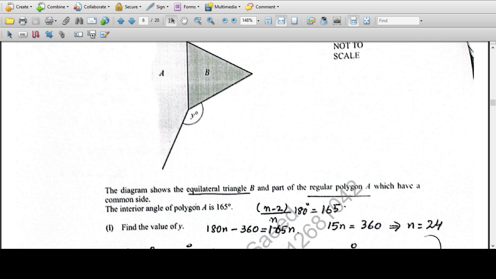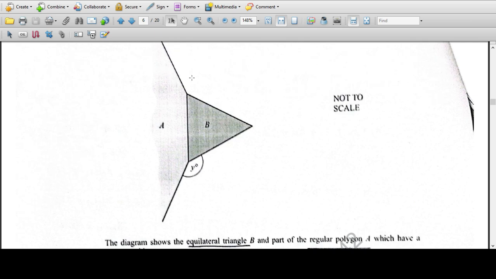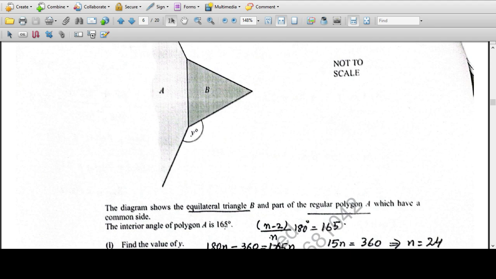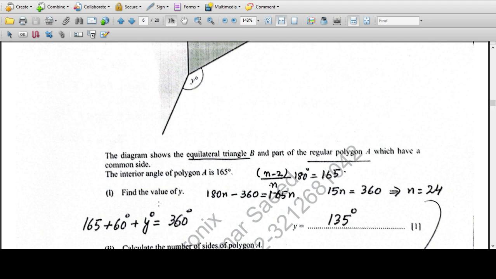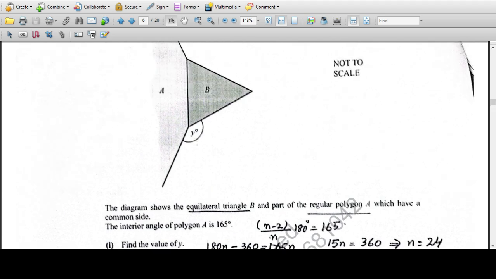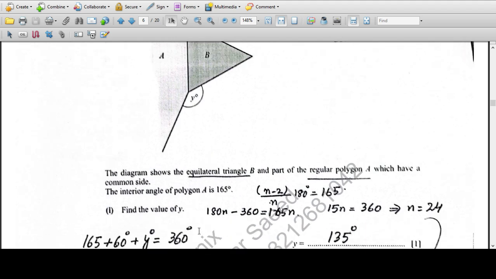The interior angle of the polygon is 165. This interior angle, this angle is 165. So we have to find the value of y, and this polygon's interior angle is 165.